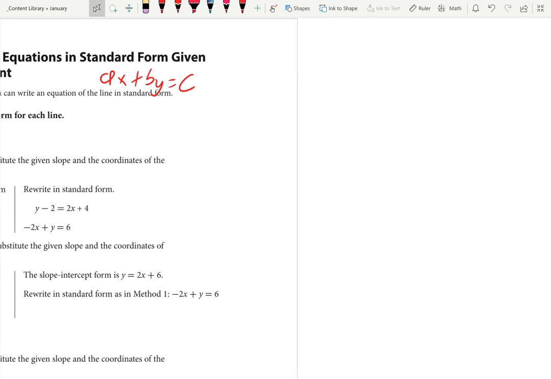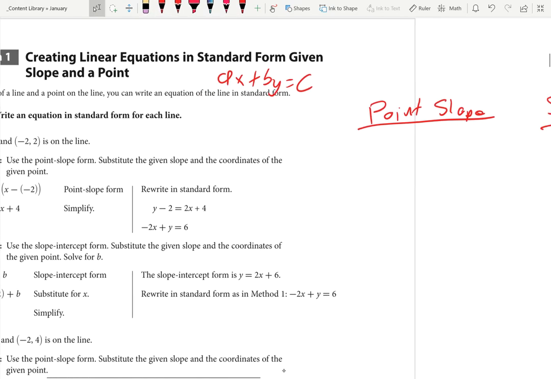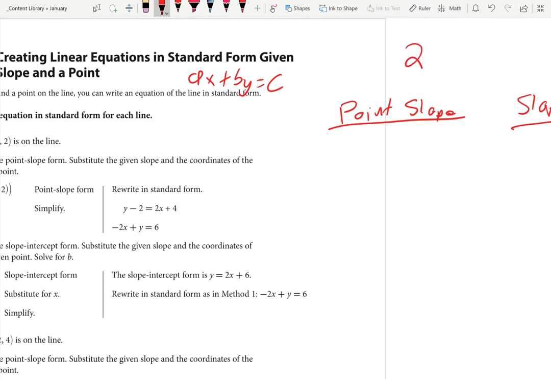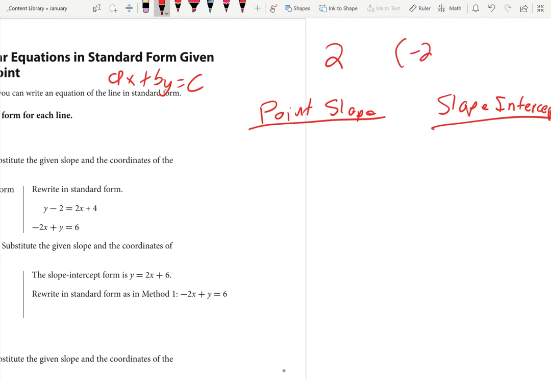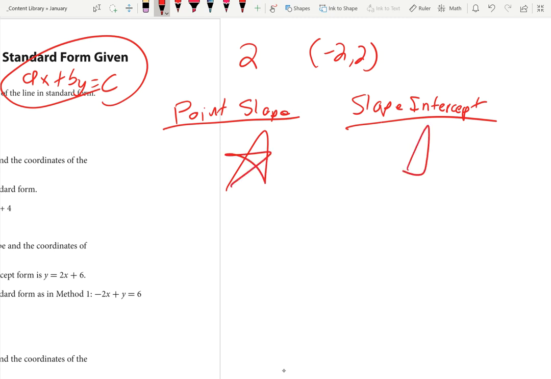So I'm just going to do this off on the side. I'm going to use point slope form first, and then I'll use slope-intercept form. So I'm just going to show you the two different ways you can write out the equation. So we're going to take the information. This information is a slope of 2 and a point of negative 2, 2. All right. Before we can get the standard form, we have to go through one of these avenues first. Okay, so let's do the point slope first.